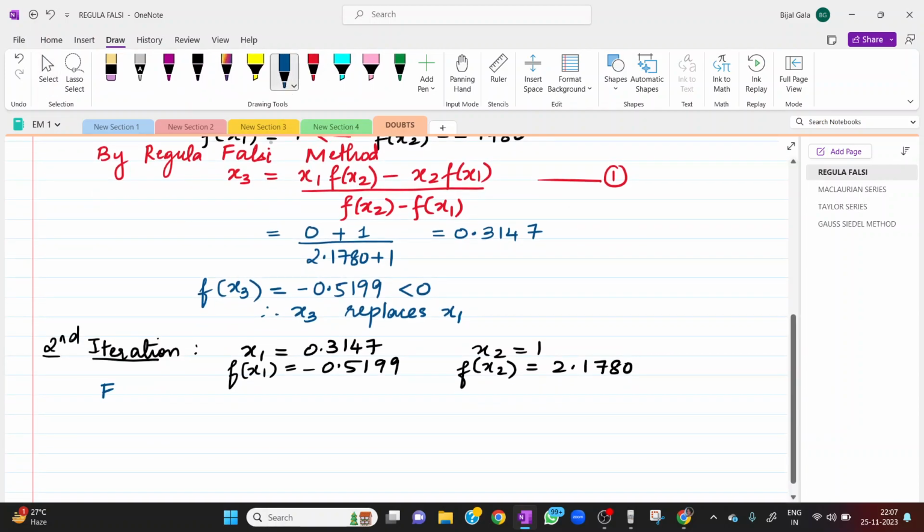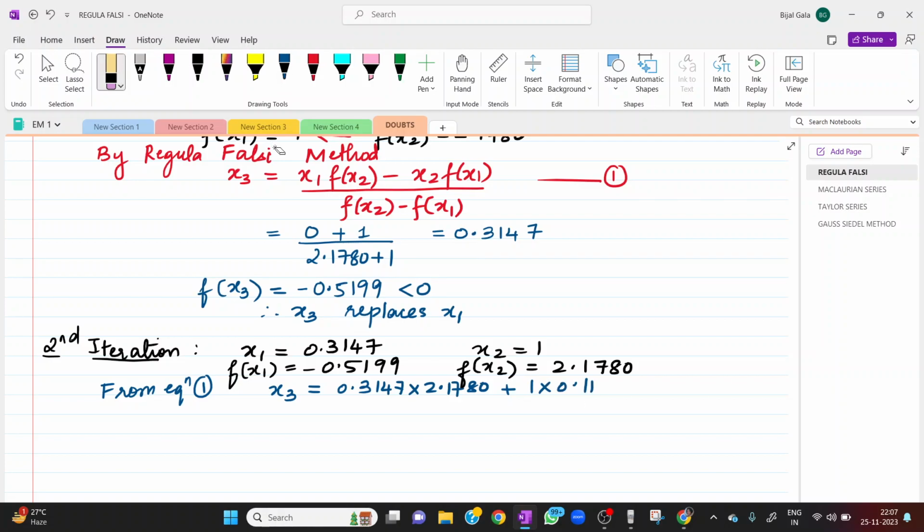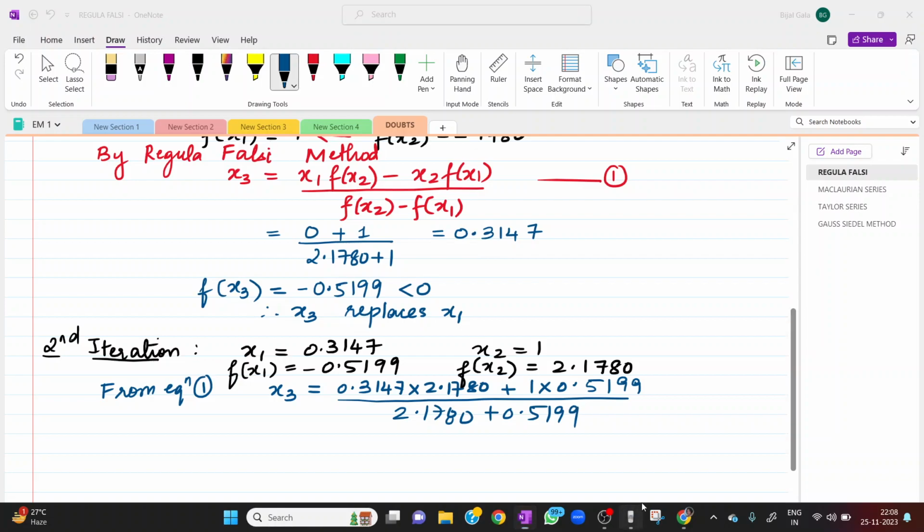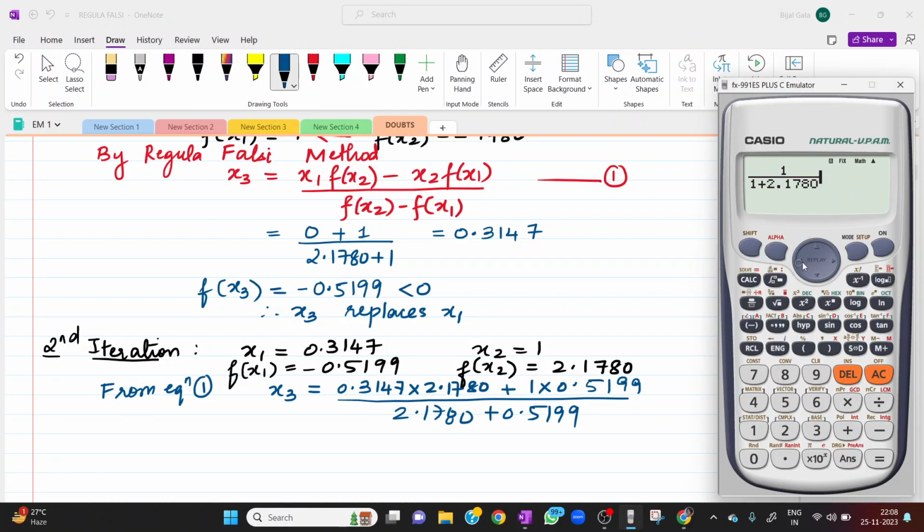So I'll just write here: from equation number 1. Okay, we don't write the formula again and again. x3, as it used to be, cross multiplication: 0.3147 multiplied by 2.1780 plus, it becomes here 1 times 0.5199, and the denominator will have 2.1780 plus 0.5199. So let's go back here. I'll use the history and modify this a little. The denominator has this value, 0.5199. Writing it front or back doesn't matter, it is a plus sign anyway. Okay, we'll modify the numerator a little.